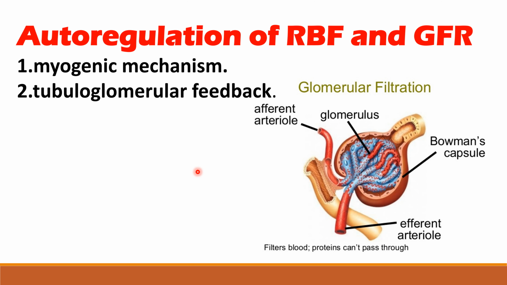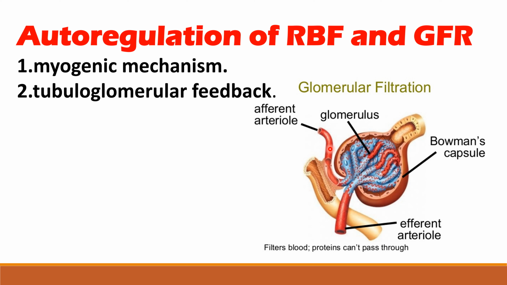Autoregulation of renal blood flow and the GFR. A number of factors will regulate renal blood flow and the GFR. One of them is the myogenic mechanism. What do we mean by myogenic mechanism? This depends on the physiology of the smooth muscle which is present in the wall of afferent arterioles.